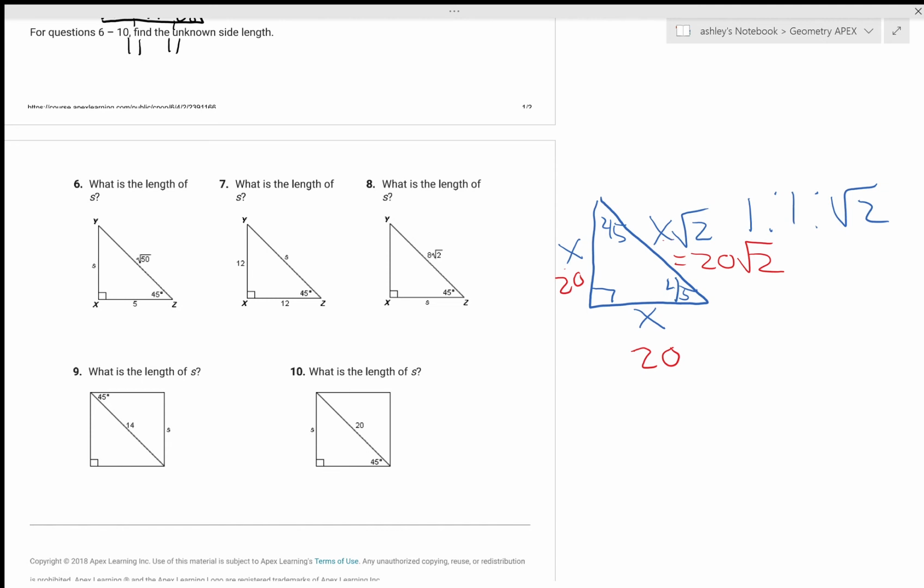I'm looking over these. I mean, 6 is actually way easier than you may think. Just make sure you think about it for a second. It does give you this x square root of 2 side, but also it gives you that 5 side. So think about it. You kind of already have your answer to S. It's one of those 2 sides.